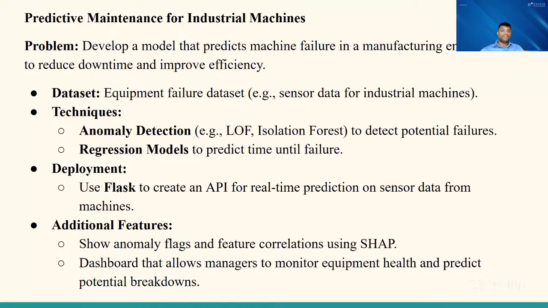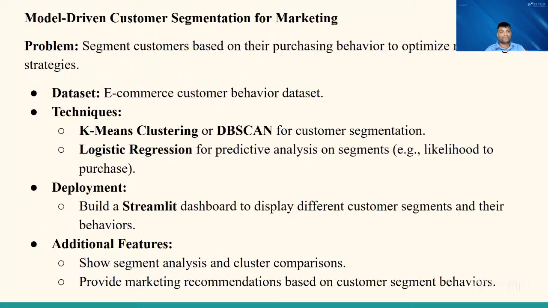So next is predictive maintenance. Here, again, this is basically used on anomalies, and you can use Flask. You can also use regression models for predicting the future. So next is model-driven customer segmentation. For segmentation, you can use k-means clustering, logistic regression. These are very successfully implemented algorithms which are used for customer segmentation. You can use Streamlit to deploy the project into the real world.